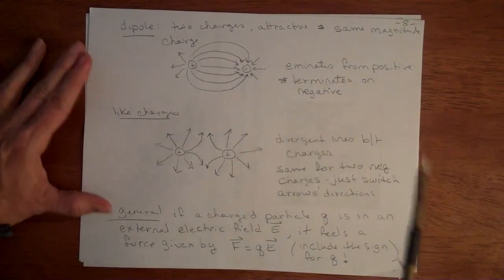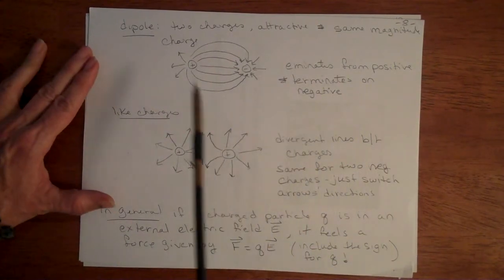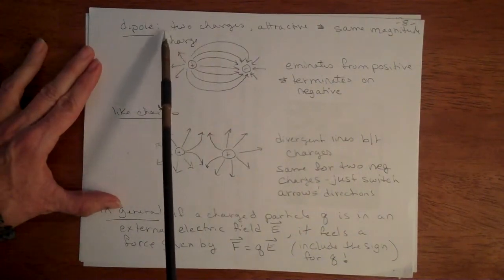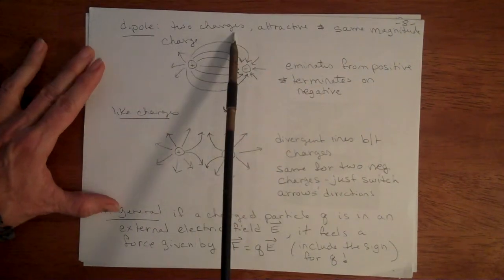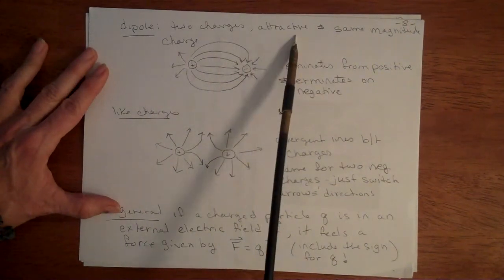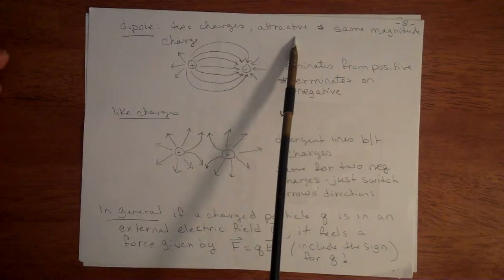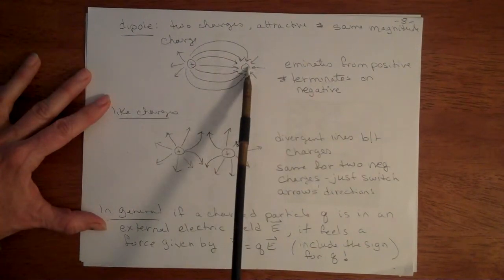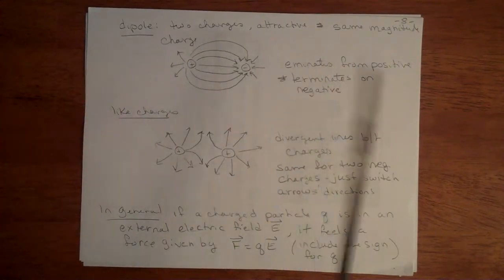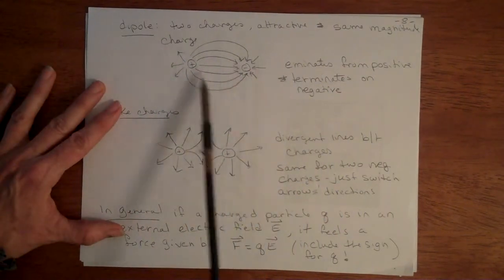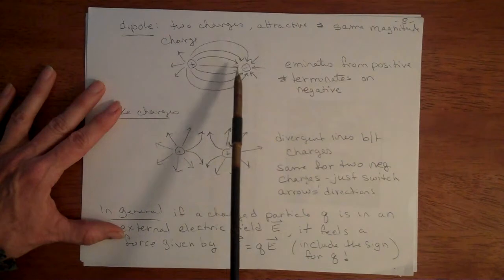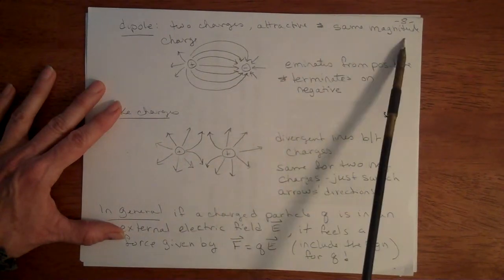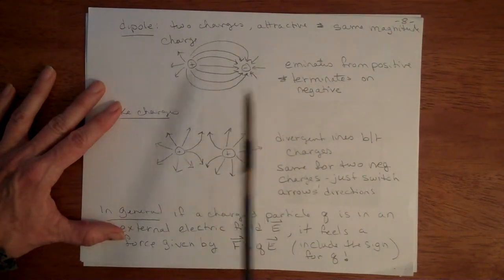So let's see what the electric field lines look like around a dipole. A dipole is constructed by having two charges that are attractive. So that means they have opposite sign. Either the one on the left is positive and the one on the right is negative, or the one on the left is negative and the one on the right is positive. All that will do is change the direction of the arrows, though. And the charges must have the same magnitude to be defined as a dipole.